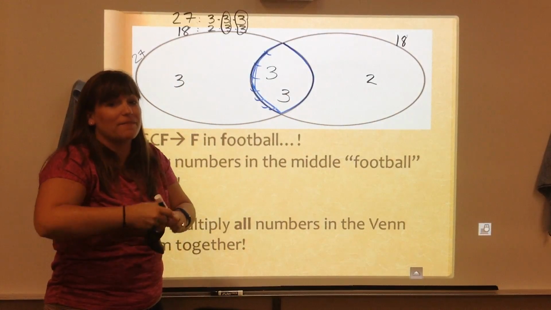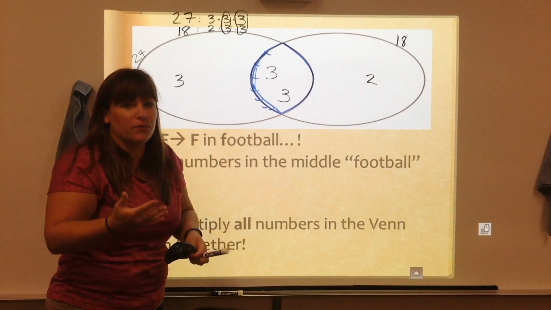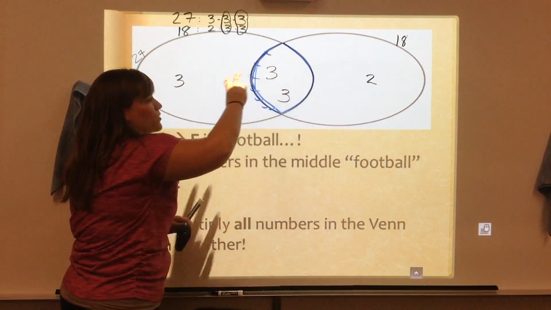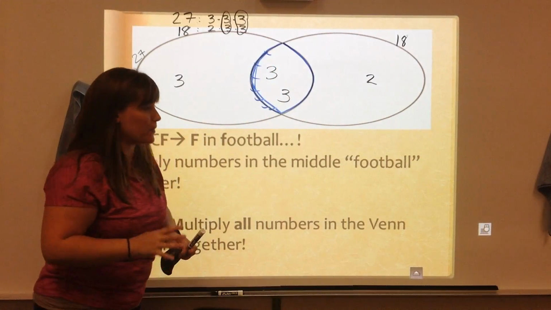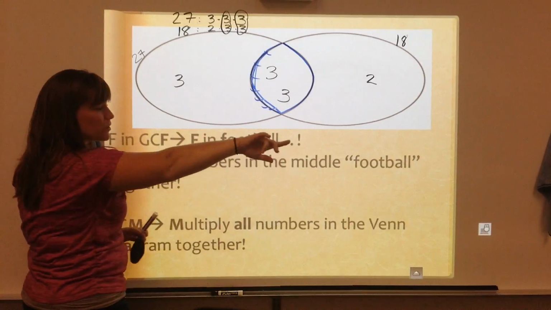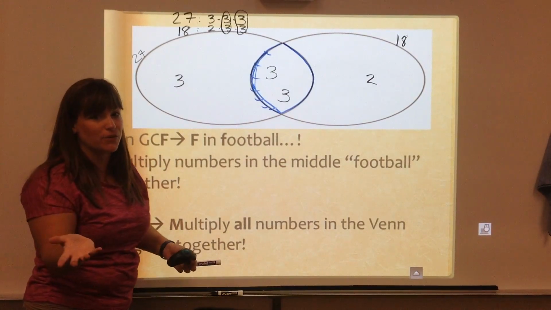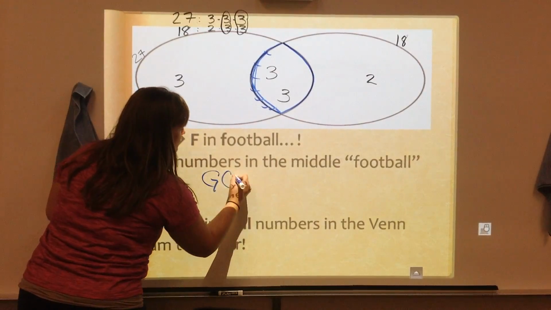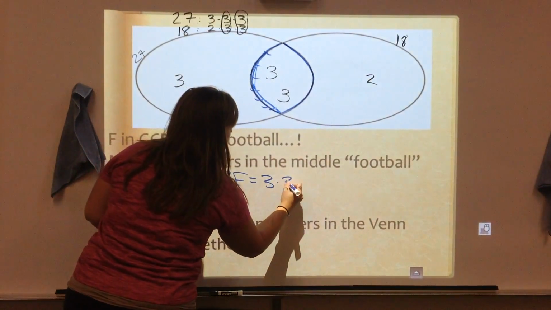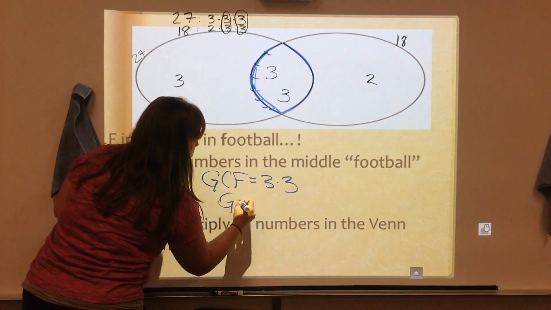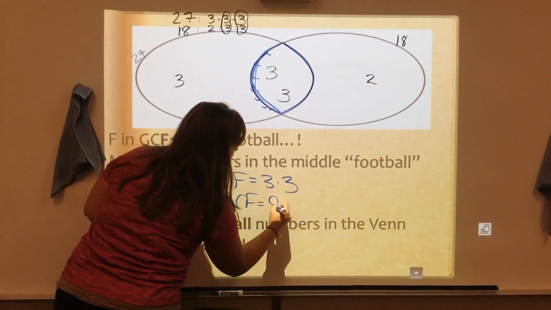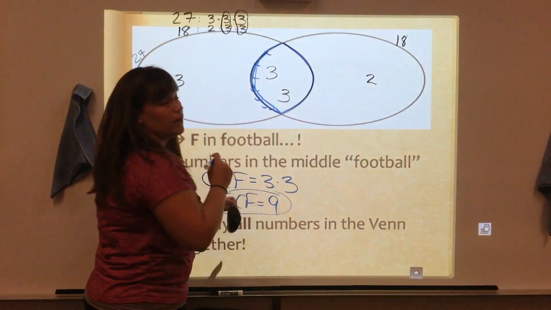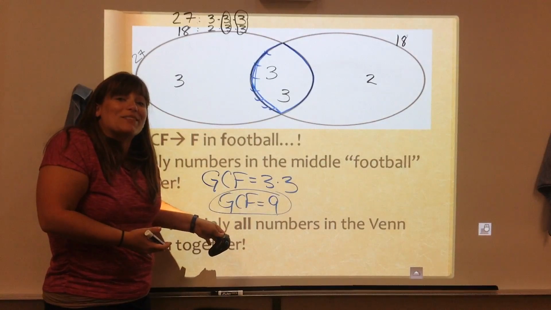So, greatest common factor, think football, and your eyes should go to the center of your Venn diagram, because you just have to multiply whatever's in there together and you have your GCF. So, GCF, 3 times 3. So, just like when we found it with the old way, here's the Venn diagram way, we get the same answer, 9.